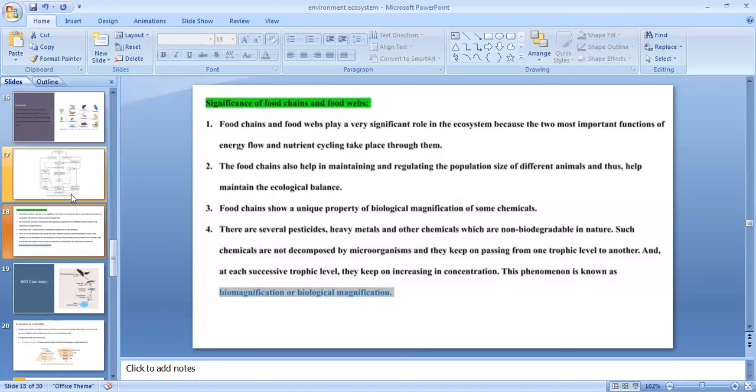Third, food chains show a unique property of biological magnification of some chemicals. There are several pesticides, heavy metals, and other chemicals which are non-biodegradable in nature. Such chemicals are not decomposed by microorganisms and they keep on passing from one trophic level to another. At each successive trophic level, they keep on increasing in concentration. This phenomenon is known as biomagnification or biological magnification.